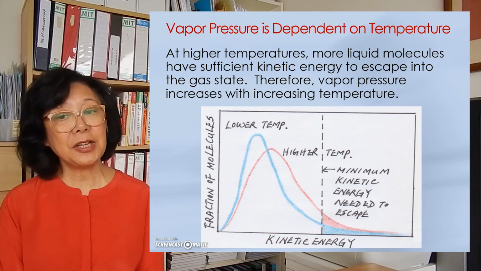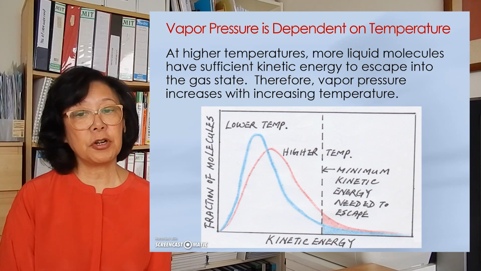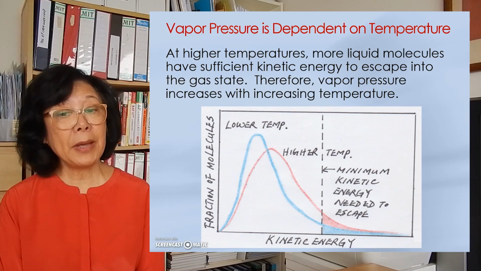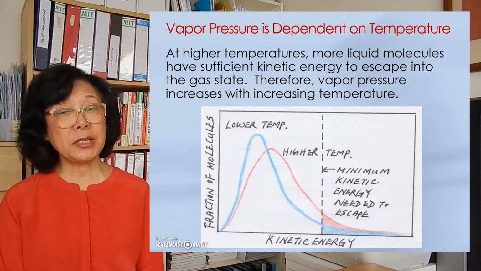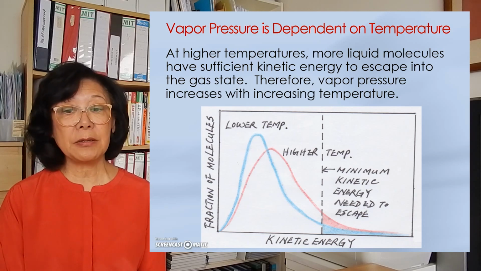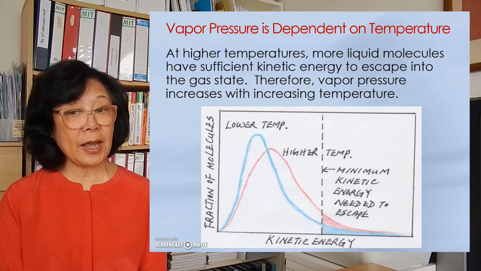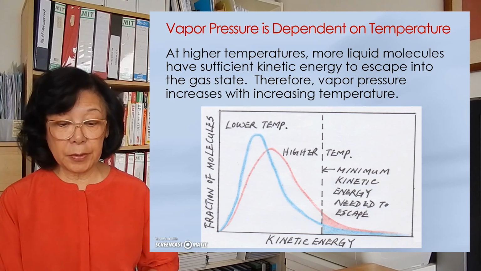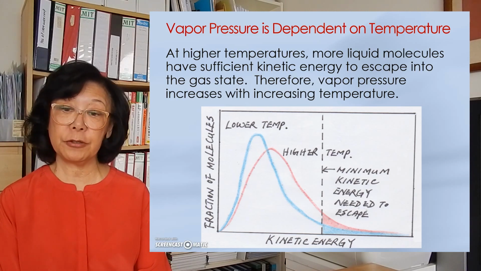Now as we go to a higher temperature, the whole distribution curve will shift from the blue to the pink, where the spread is wider, but now we have a greater portion of molecules having achieved sufficient kinetic energy to evaporate. So vapor pressure is dependent on temperature.